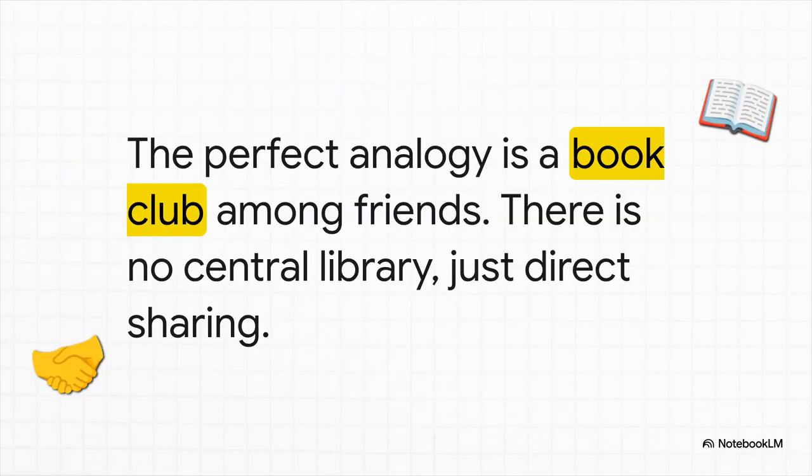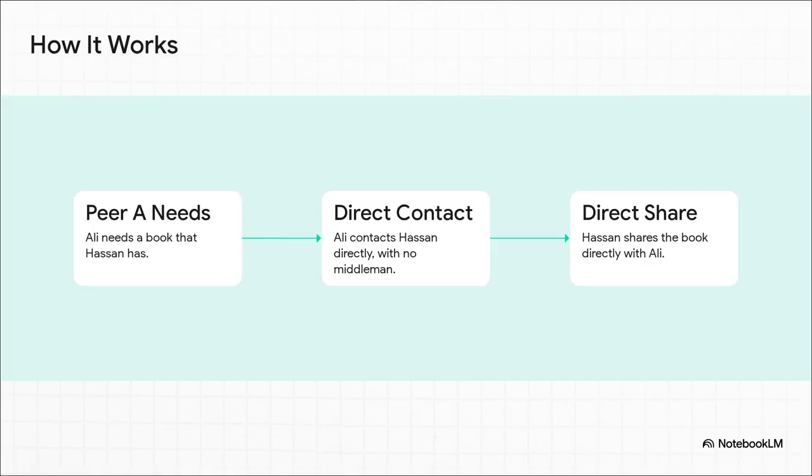And the analogy here, it's not a formal library. It's more like a book club. Just a bunch of friends getting together to share books directly with each other. No central building, no main desk, no rules. The way it works is just so simple and direct. If Ali wants a book that Hassan has, he doesn't go through some middleman. Nope, he just messages Hassan and says, "Hey, can I get that book?" And Hassan sends it right over. The whole thing happens directly between the two of them.